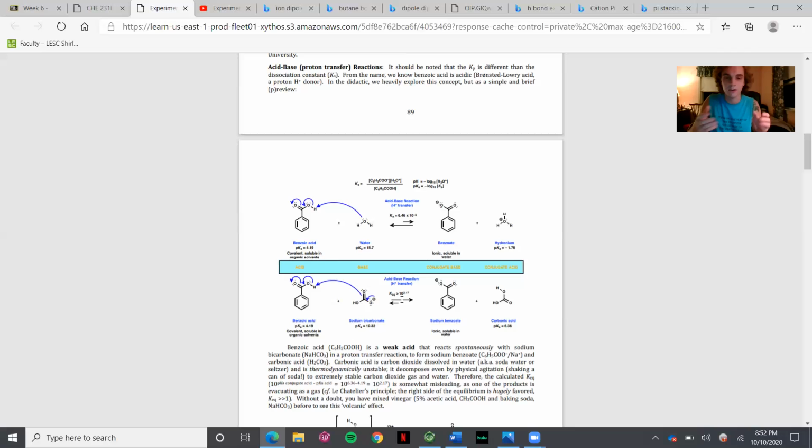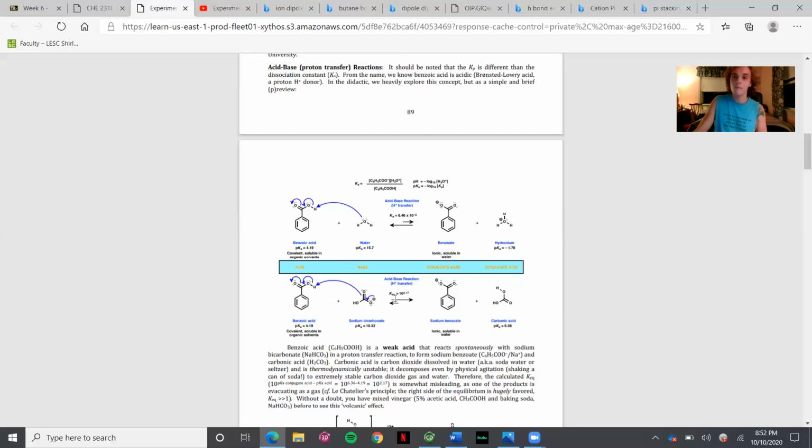The Keq for the reaction, if you calculate it, is actually 10 raised to the pKa of the conjugate acid minus the pKa of the acid. So the difference between the conjugate acid and the acid. So how readily the acid dissociates, basically, 10 raised to that power.